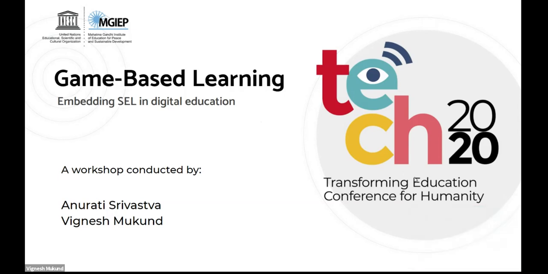Before we get started, we would like to know you a little bit and for you to know a bit about us. Both of us, Vignesh and I, work in the Games for Learning team at UNESCO MGIEP. For those who missed out on the first 2 days of Tech 2020, UNESCO MGIEP is the Mahatma Gandhi Institute of Education for Peace and Sustainable Development. We are a Category 1 research institute under UNESCO. We work on the UN Sustainable Development Goal Target 4.7, which basically focuses on education for building peaceful and sustainable societies across the world.